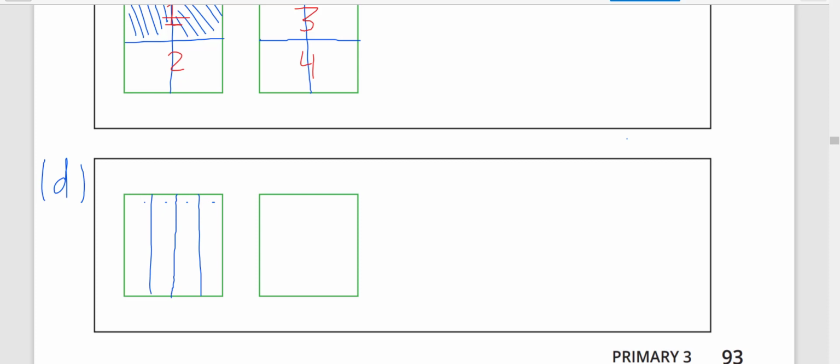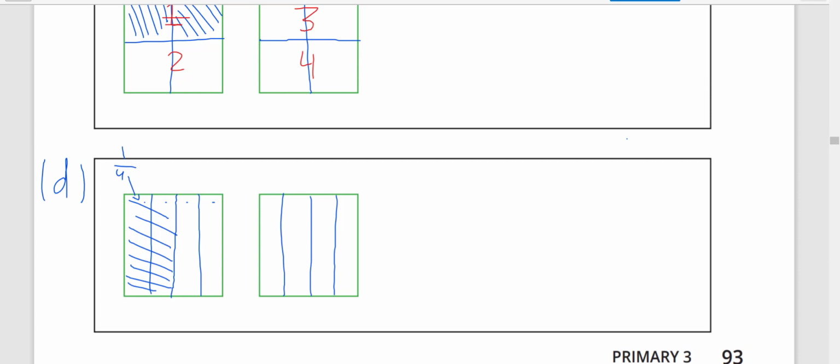And the second square is divided into four equal parts, the same as the first square: 1, 2, 3, 4. This part is called a fourth. So each child takes two fourths.